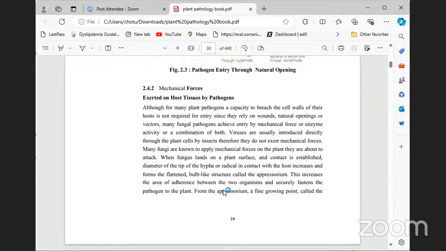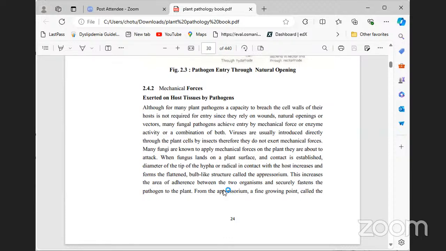This is how they attack. When fungal spores land on a plant's surface and contact is established, the diameter of the tip of the hypha or germ tube in contact with the host increases and forms a flattened, bulb-like structure.